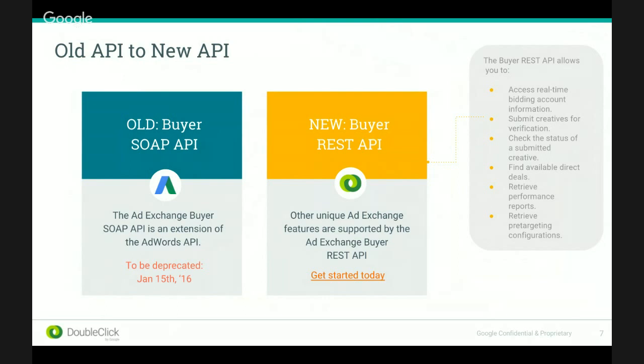There are a handful of buyers who are using the SOAP API for some edge cases that are not core to the exchange. And so there are a handful of use cases that we're not currently supporting in the REST API. If you are currently using the SOAP API, please reach out to your account team if you haven't already talked with them about this. But just be aware that this will be moving to read-only access already or very soon, and then fully deprecated in early 2016.